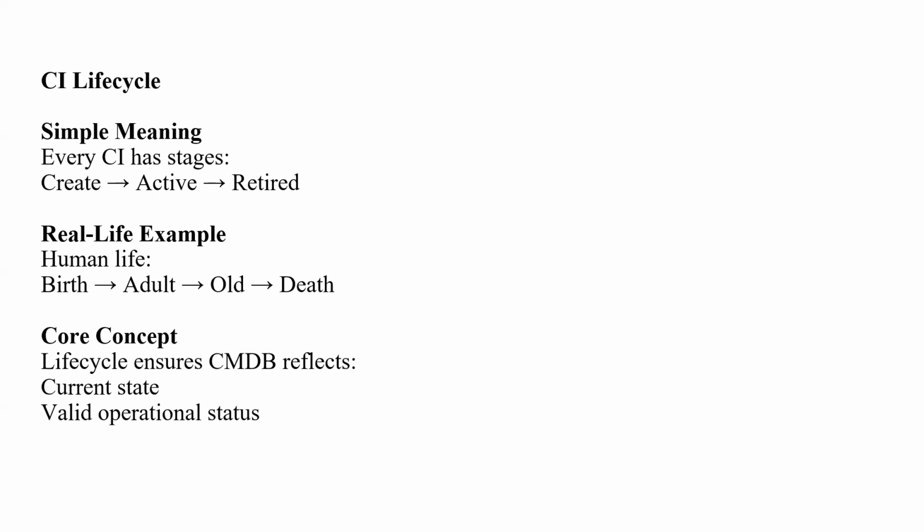A CA moves through different stages from creation to retirement. Let's say an example: a server is created, becomes active in production, and later gets retired. A real life example is a human life, which goes through birth, adulthood, old age, and death stages. The best example is our own life. So the core concept is that the CA life cycle ensures the CMDB reflects the current operational status of the CA.